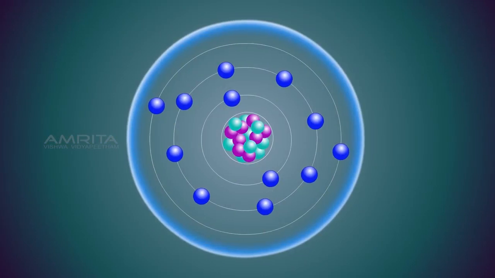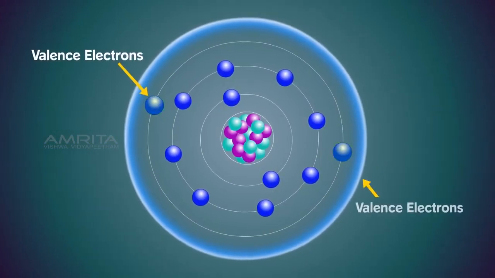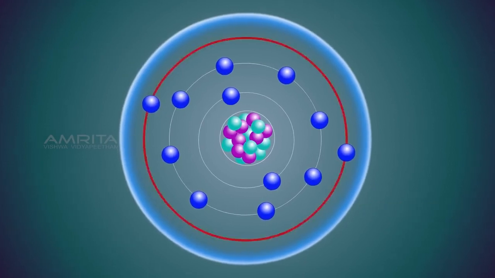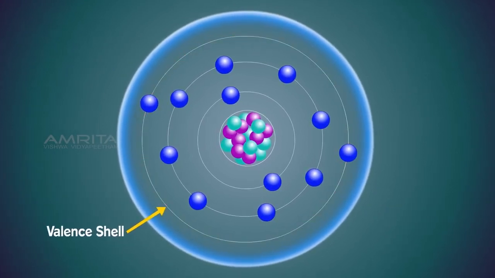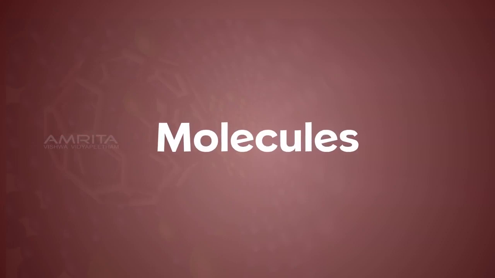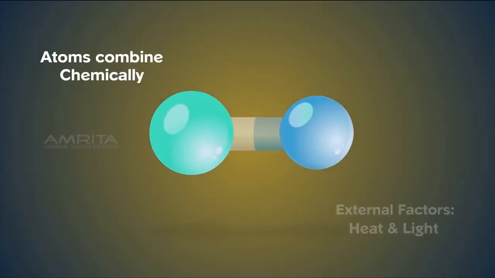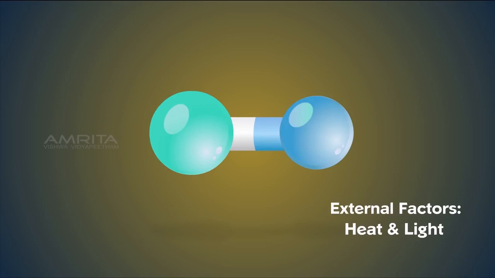The electrons present in the outermost shell of an atom are called valence electrons, and the shell which valence electrons occupy is called the valence shell. A molecule is in general a group of two or more atoms that is chemically bonded together. Atoms combine chemically by external forces such as heat and light. This leads to the formation of molecules.